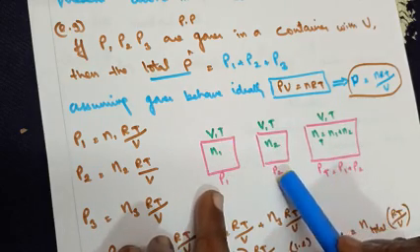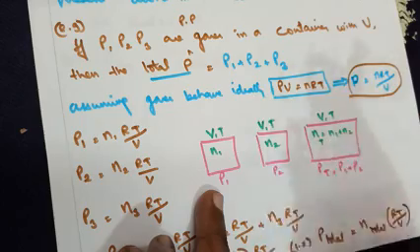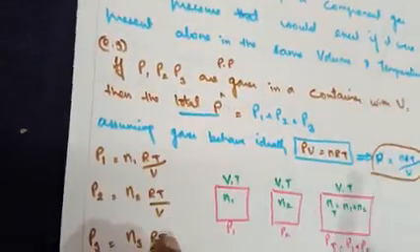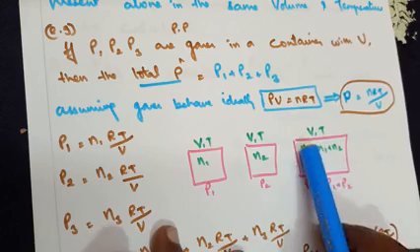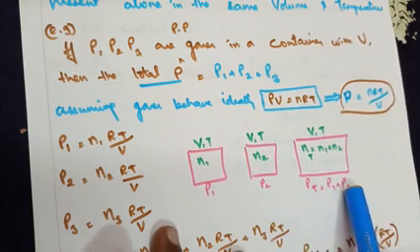N2 gives out P2 pressure. When we mix both of them, we are only mixing, they do not react with one another. That is the condition here, a non-reacting gaseous mixture we are considering. So what becomes the total number of molecules? N1 plus N2. And the total pressure is P1 plus P2.